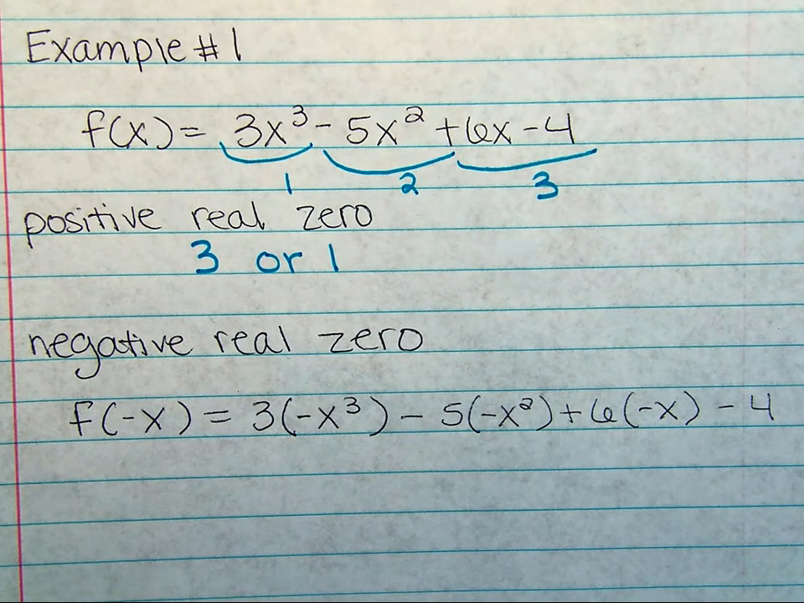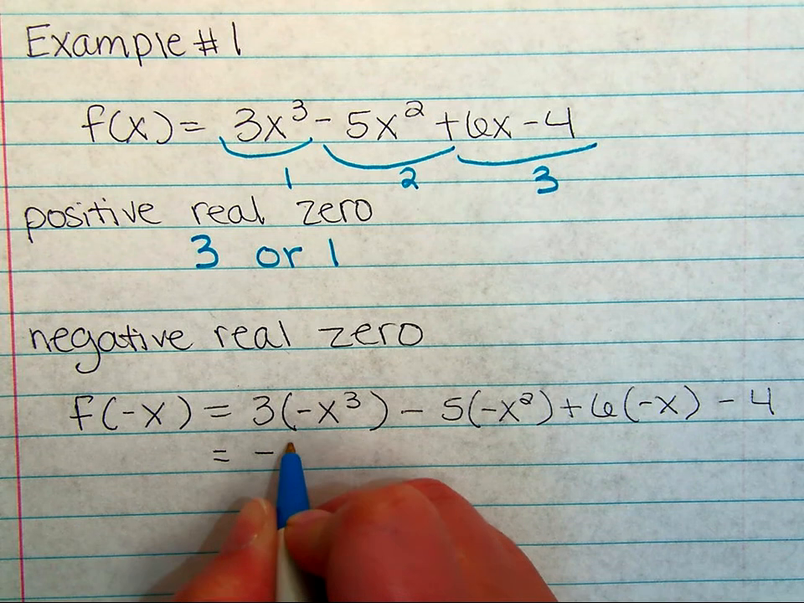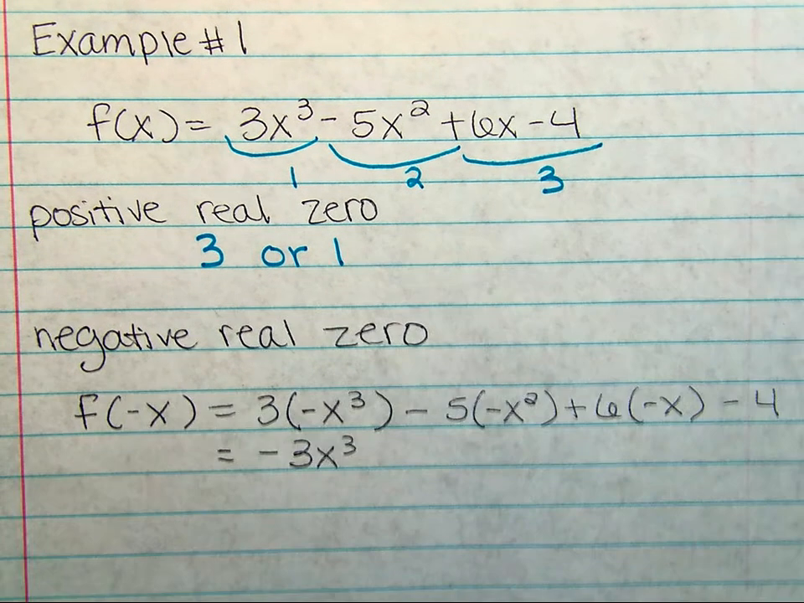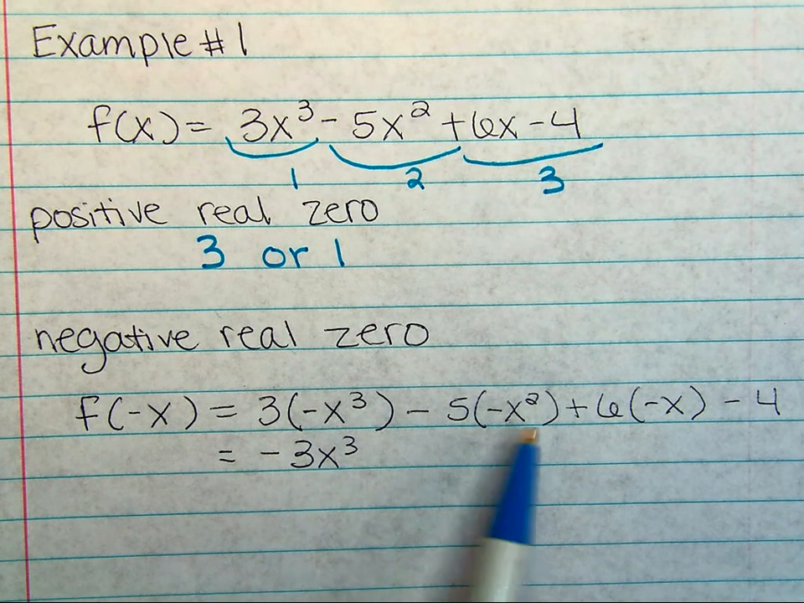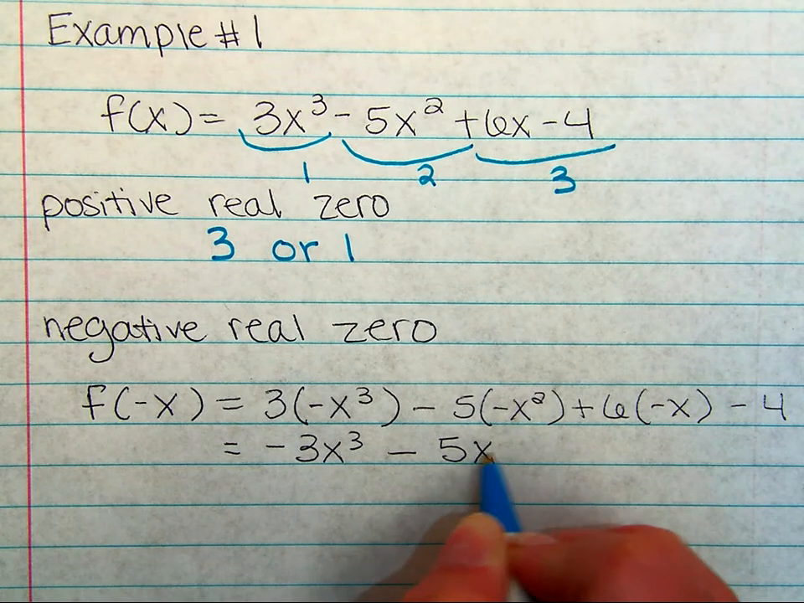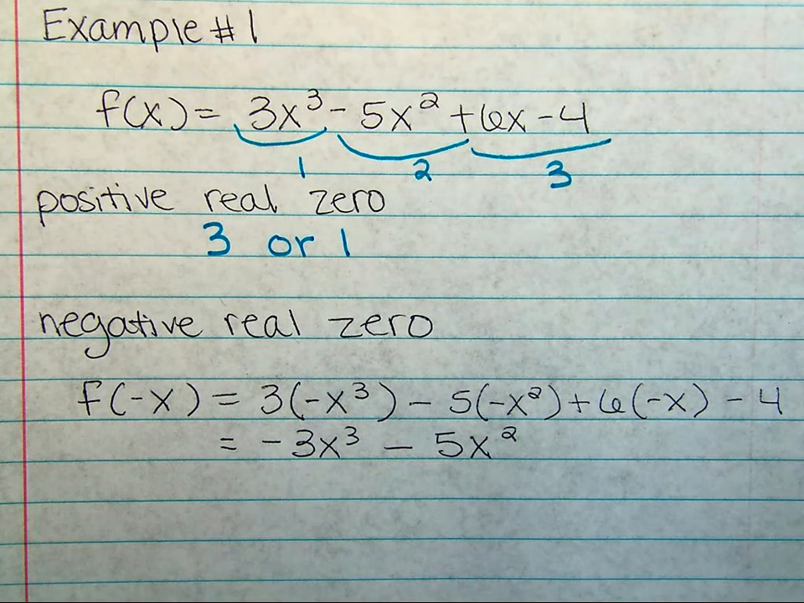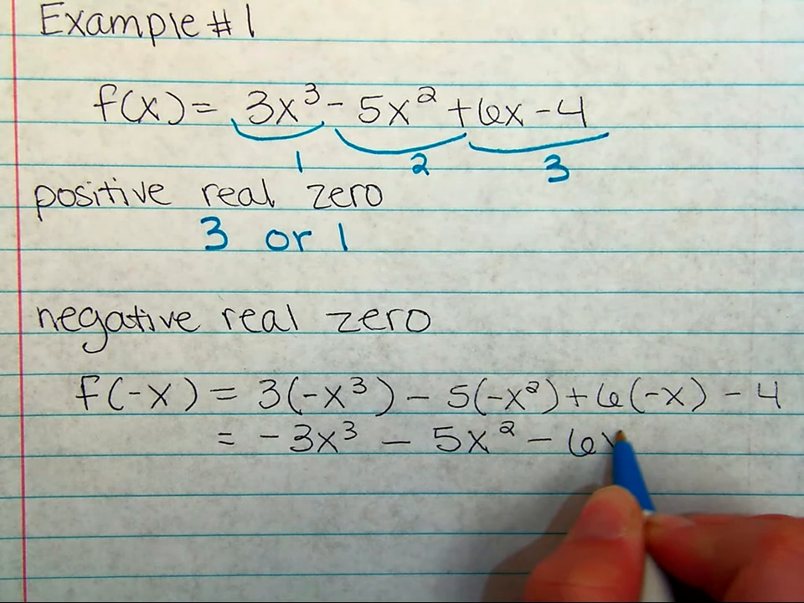All right, here, negative x cubed, that would be negative x times negative x times negative x. So that's going to change that to a negative 3. Here we've got minus 5, and that's negative x squared. So that's going to stay minus 5x squared. Here we've got 6 times a negative x. This is going to become minus 6x minus 4.